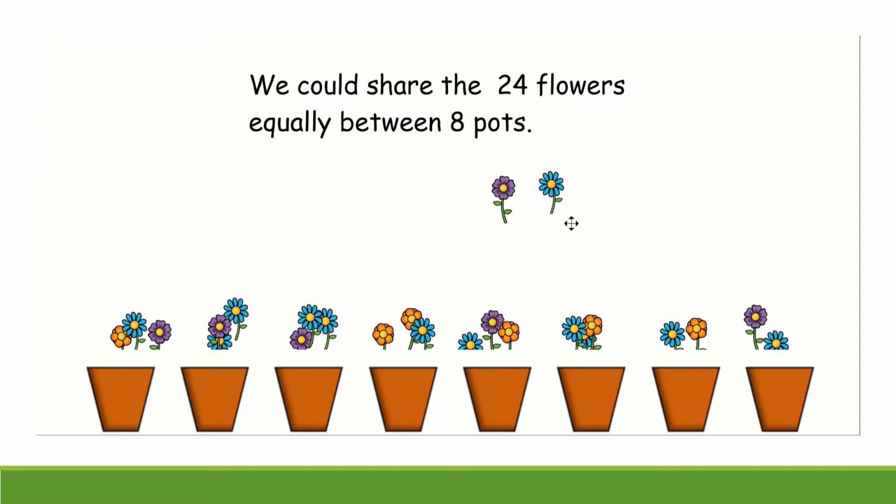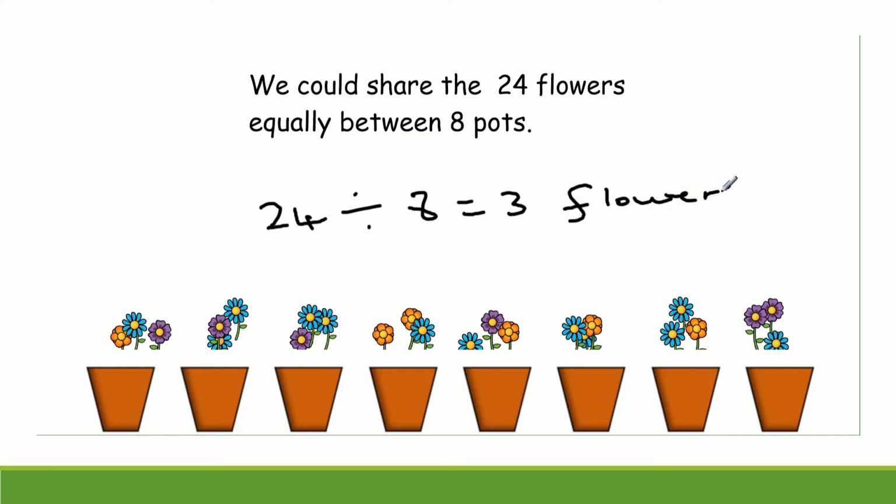Oh, very pretty flowers, aren't they? So when sharing the 24 flowers equally between 8 pots, we can see that there are 3 flowers in each pot. Shall we write the sentence? Let's see. So we have 24 divided by 8, and there are 3 flowers in each pot. So there we go.